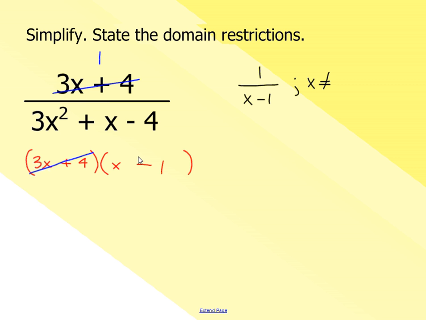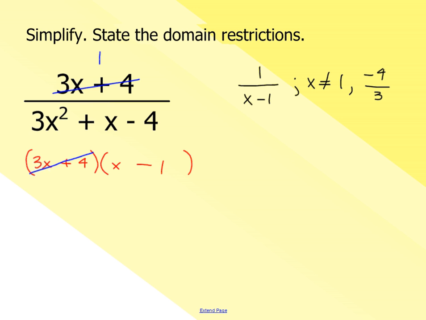So from this factor, x is not allowed to be equal to 1. On this one, if I set it equal to 0, I'd subtract 4 and then divide by 3. So x cannot be negative 4/3. And I want you to just leave it as a fraction. So here's my final answer. I have 1 over x minus 1, and x is not allowed to be positive 1 or negative 4/3.